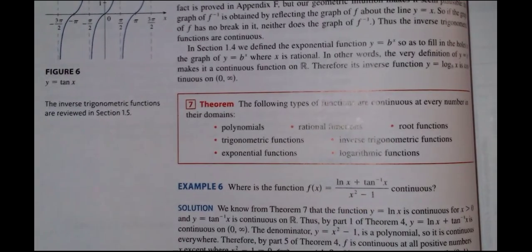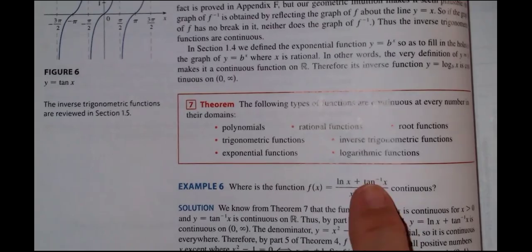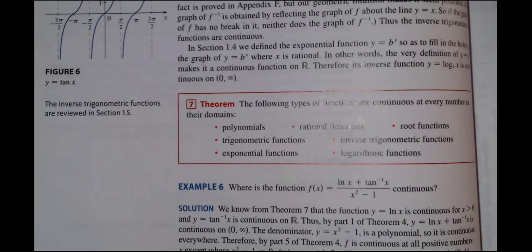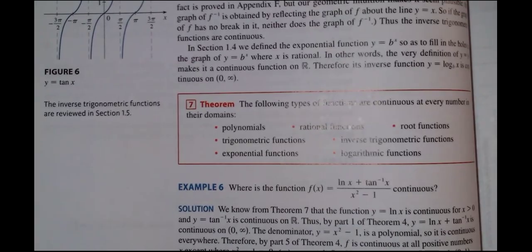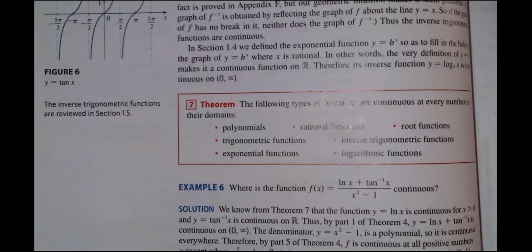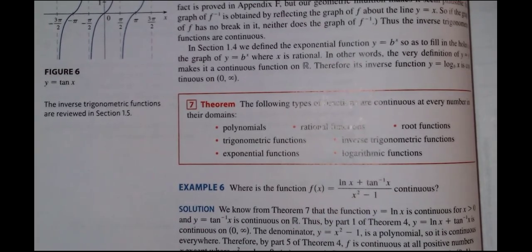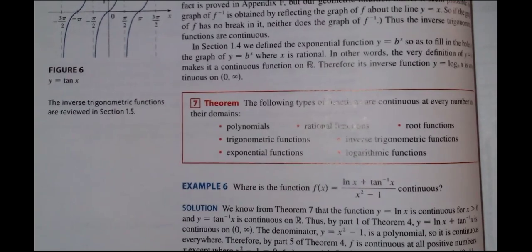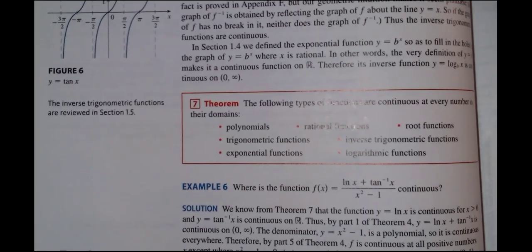ln is good as long as x is bigger than 0. Inverse tangent is good everywhere. x squared minus 1 is on the bottom. I'm not allowed to divide by 0. Where's the bottom 0? At 1 or at -1, but I already threw out -1 because ln threw out everything that was not bigger than 0. So I really don't have to worry about -1. So I go between 0 and 1, or I go anything bigger than 1. And this is continuous everywhere there.